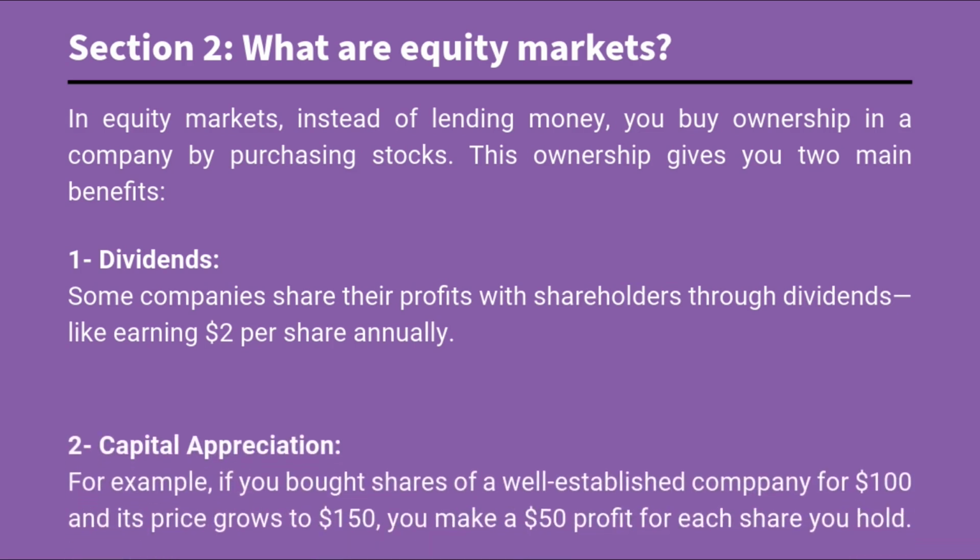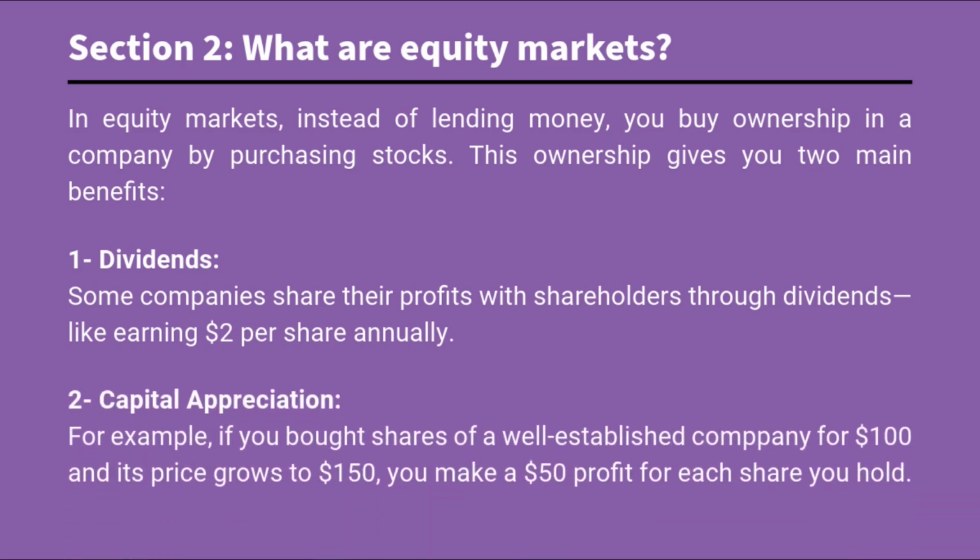For capital appreciation, if the company performs well, its stock price increases. For example, if you bought shares for $100 and its price grows to $150, you make a $50 profit for each share you hold. But unlike bonds, there's no guarantee of regular returns in the equity market. Stocks are riskier, but they also offer higher potential rewards.